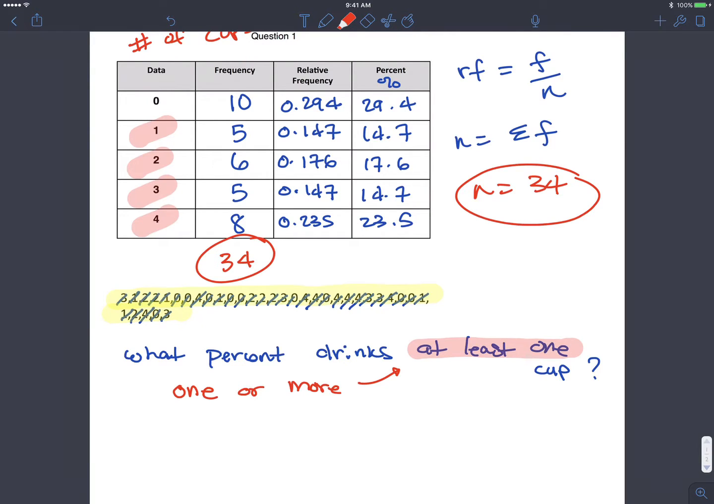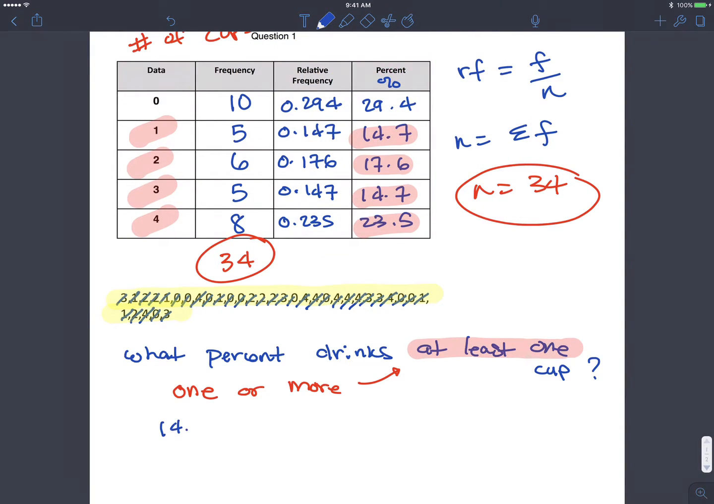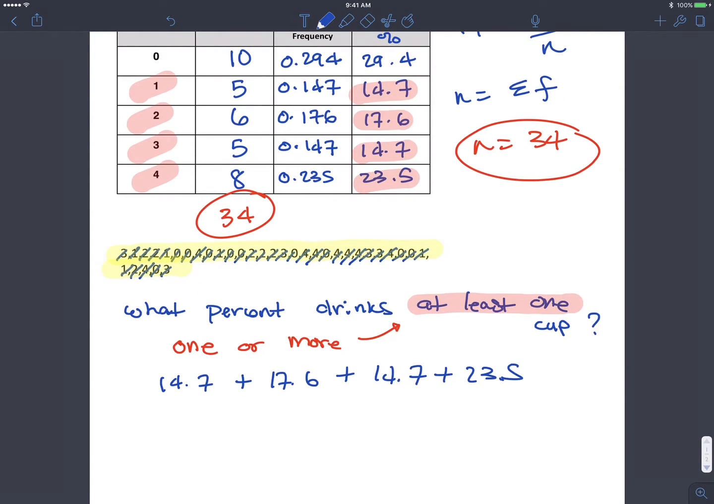I'm now going to have to add those associated percentages here for at least one. And that's going to mean I'm going to take this 14.7. I'm going to add it with 17.6. I'm going to add it with another 14.7 and 23.5. Okay, we're going to add all of these and we're going to see what we get.